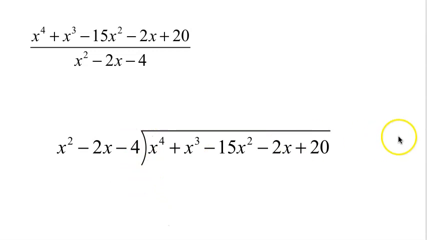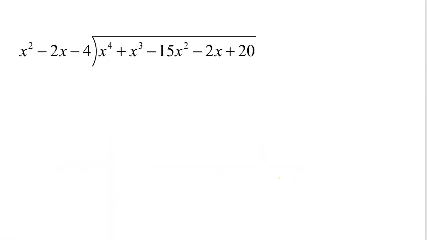So we use that notation from arithmetic, x squared minus 2x minus 4 into x to the 4th plus x cubed minus 15x squared minus 2x plus 20. First question we ask, leading term divided by leading term. X to the 4th divided by x squared, that, of course, is going to give me x squared. Then x squared times x squared is x to the 4th. X squared times negative 2 is negative 2x cubed. X squared times negative 4 is negative 4x squared.